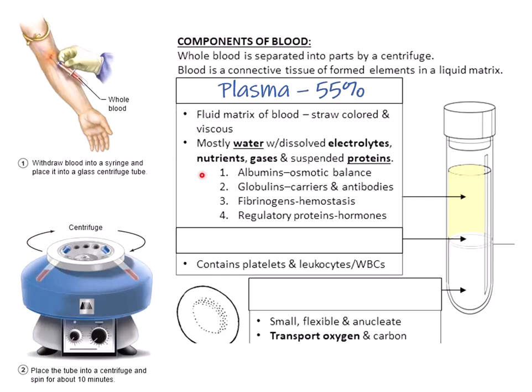The cardiovascular system's job is delivery, and we'll be delivering things like oxygen and nutrients to the tissues. And then we're going to be picking up carbon dioxide waste and other nitrogenous wastes. What we want is an isotonic relationship between the liquid, the plasma in the blood, and those cells. So albumins are going to do that for us.